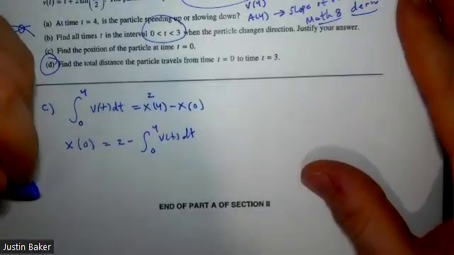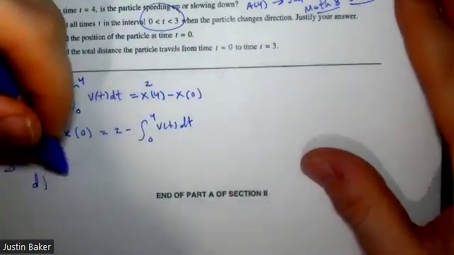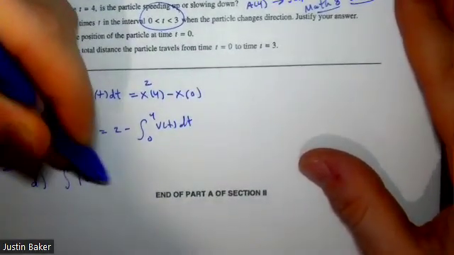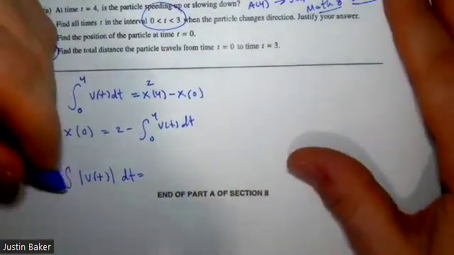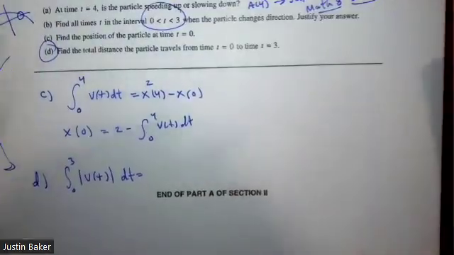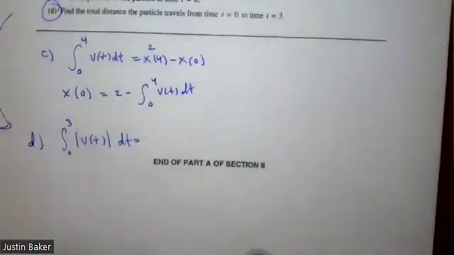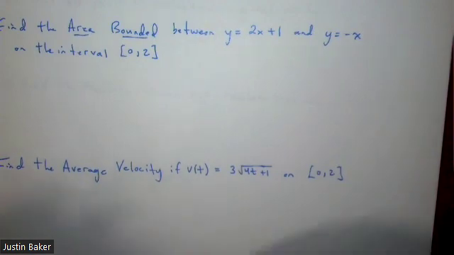Part D, total distance traveled. We got to know that formula, the integral of the absolute value of v of t dt, in this case from 0 to 3. So feel free to pause this and try these in the calculator, but that should take care of all of those.